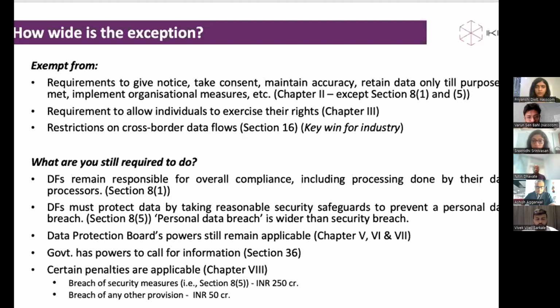And a critical one, of course, is that there is also a restriction in the law on cross-border data transfers. It is a far more enabling provision than what we've seen in earlier versions of the law. But even then, there is somewhat of a restriction which says that you can transfer data to any country except those countries that are notified by the central government. So tomorrow, if the government were to say that country X and Y, you can't transfer data, then generally data fiduciaries will not be able to transfer data to those countries, or data processors also will not be able to transfer data to those countries.